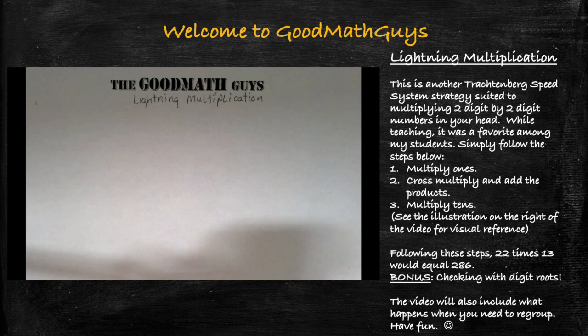One other side note: you'll notice in the video that when he's checking his multiplication for accuracy, he's using the digit roots method. If you have not checked that video out, you're not going to understand how he's checking these problems. So I recommend you go back and watch the video on checking multiplication with digit roots if you're confused on that part. That being said, let's get rolling with lightning multiplication.